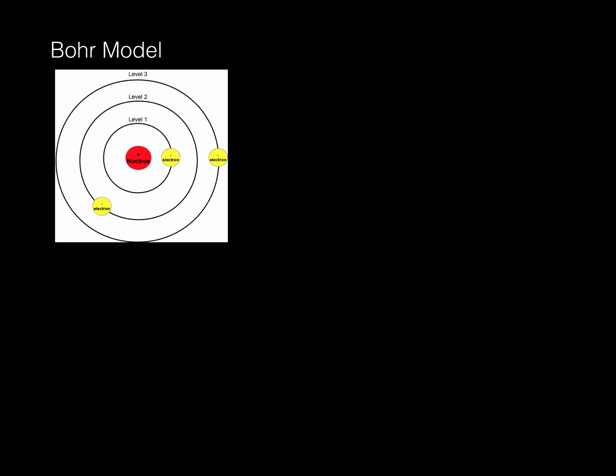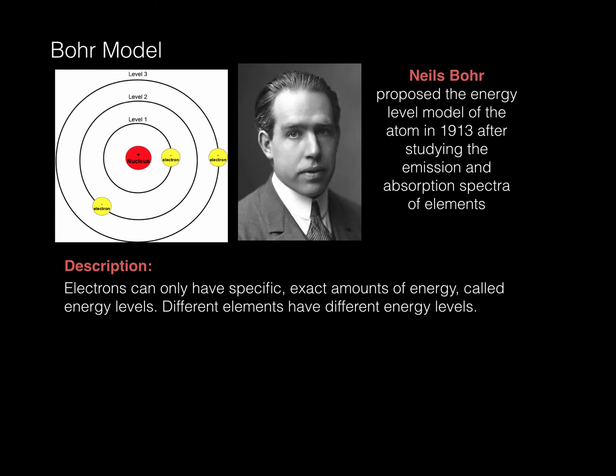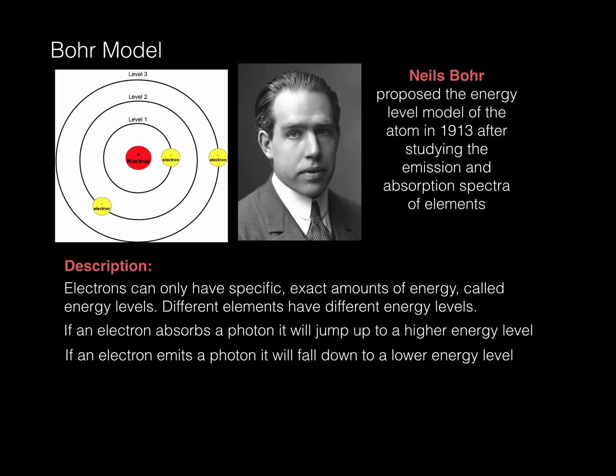Next was the Bohr model of the atom. Developed by Niels Bohr, he proposed the energy level model of the atom in 1913 after studying the emission and absorption spectra of elements. He said electrons can only have specific, exact amounts of energy. He called these energy levels. Different elements have different energy levels. If an electron absorbs a photon, it will jump up to a higher energy level. If an electron emits a photon, it will fall down to a lower energy level.